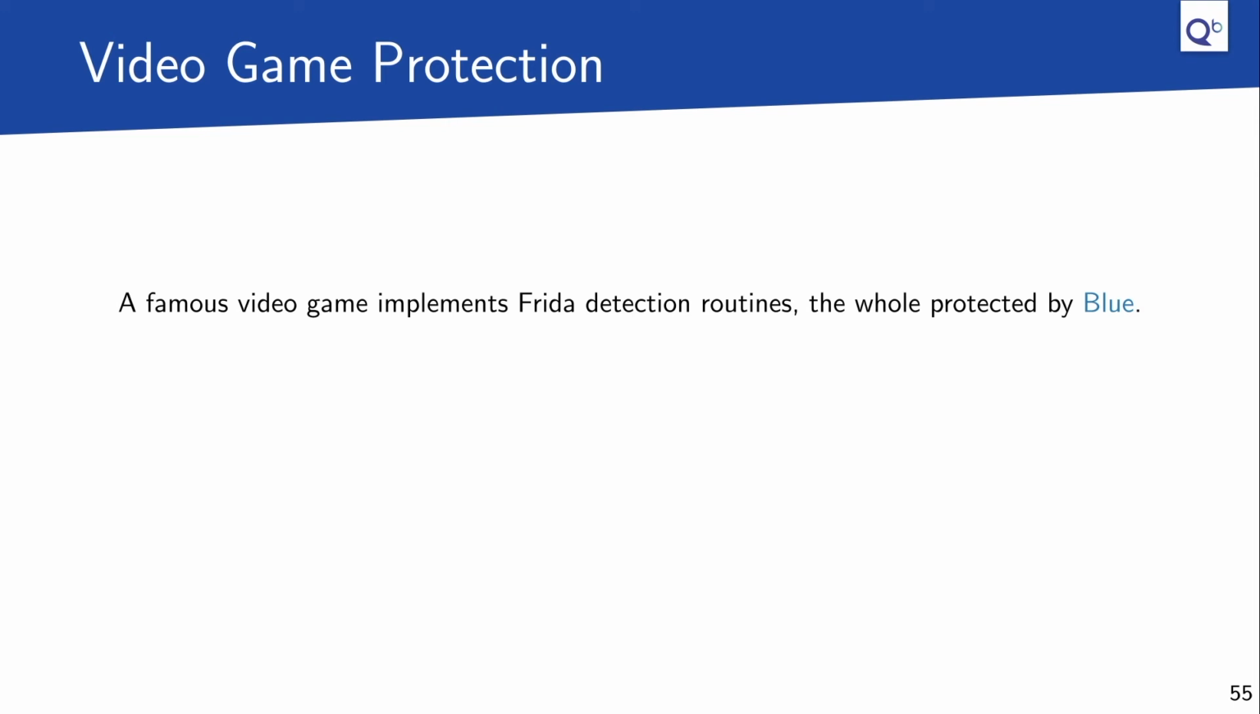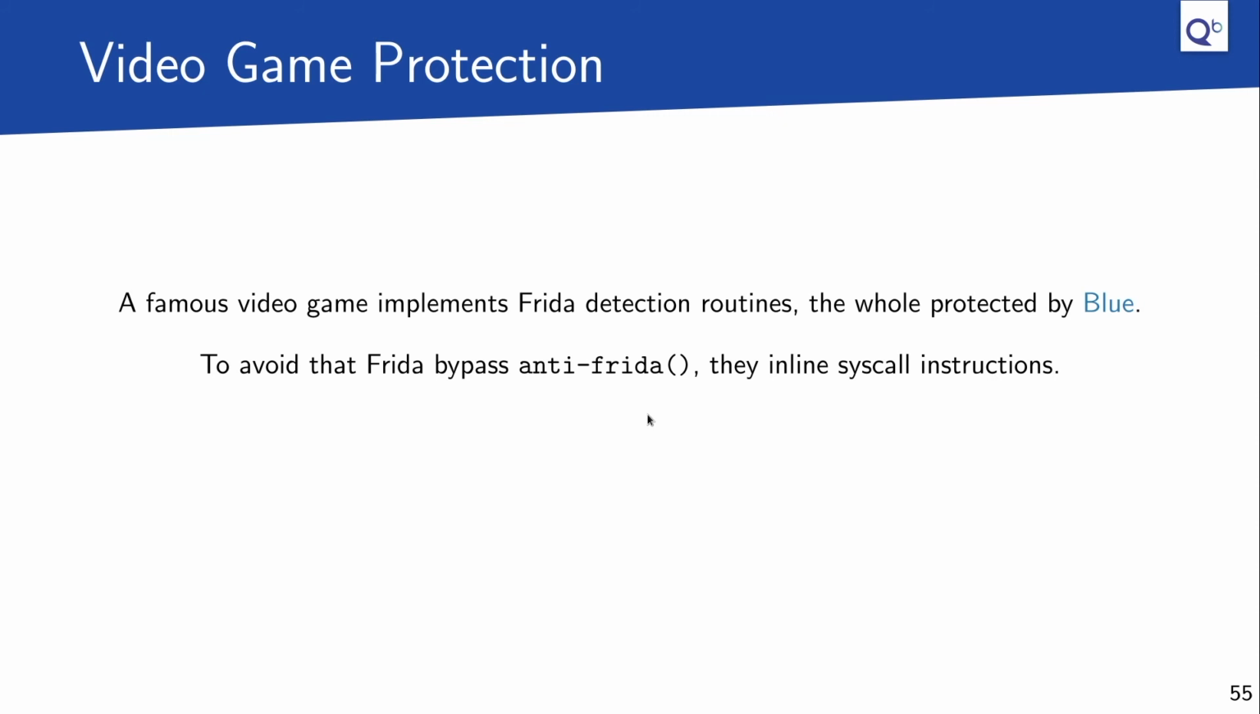One of the video games that we analyzed implements Frida detection based on detecting a TCP port. Because they don't want the protection within a single function that could be hooked with Frida and changed, they inline all the instructions through syscalls involved in the detection. But thanks to kubedi, we can trace syscalls. So we can identify where the syscalls are, and we'll see how we can remove the protection.